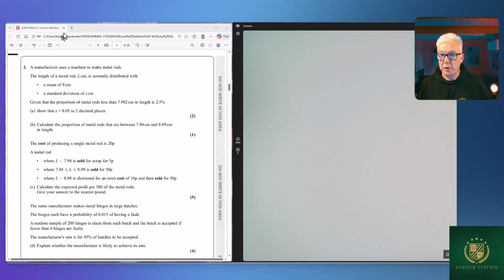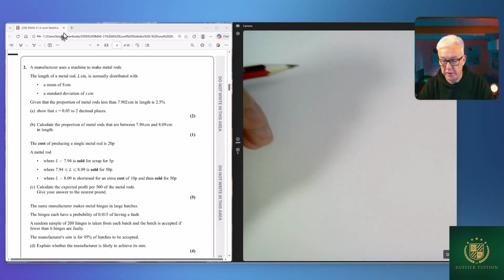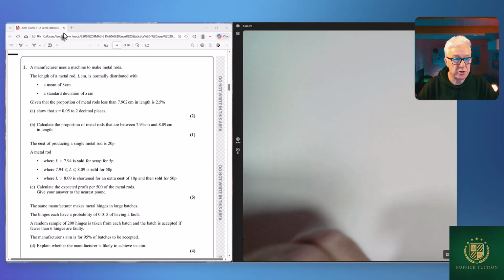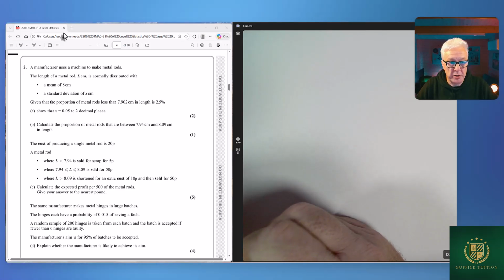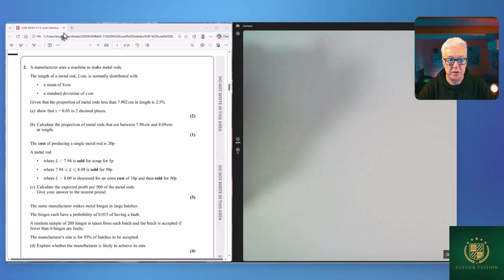Hello everyone, we've got another question here on the normal distribution. It says, a manufacturer uses a machine to make metal rods. The length of a metal rod, L centimetres, is normally distributed with a mean of 8 centimetres and a standard deviation of X. Given that the proportion of metal rods less than 7.902 centimetres in length is 2.5%, show that X is equal to 0.05 to 2 decimal places.